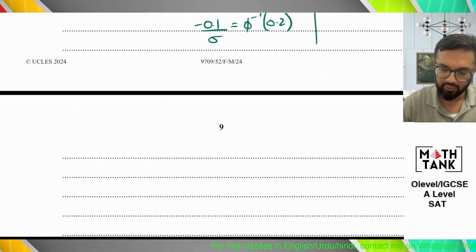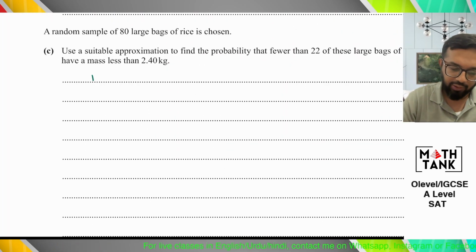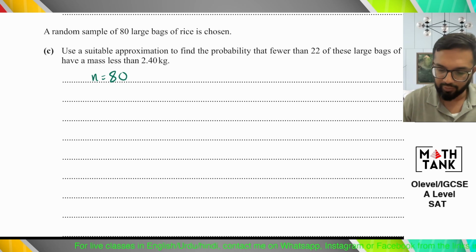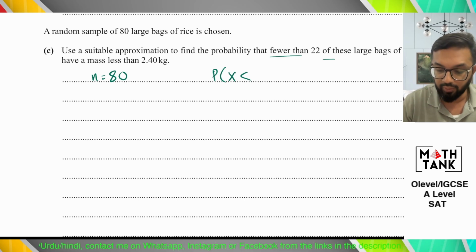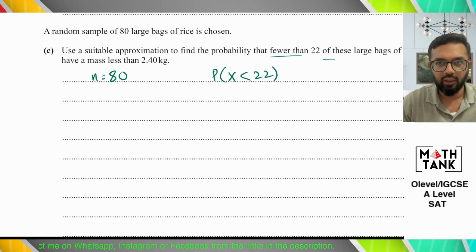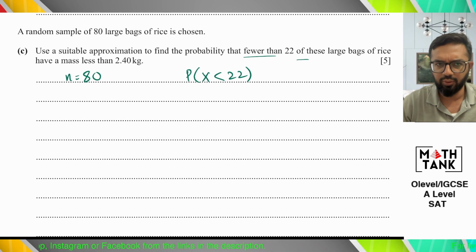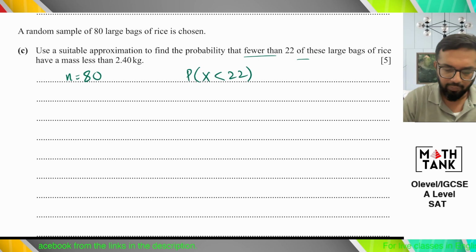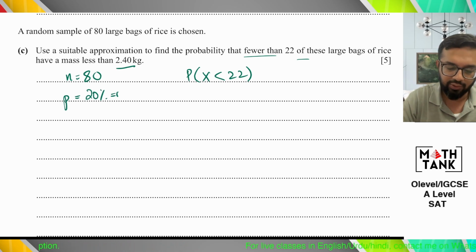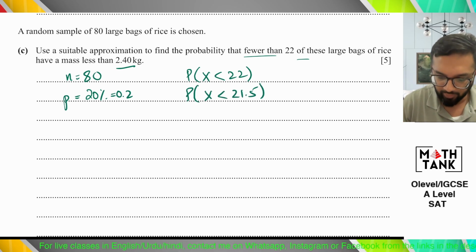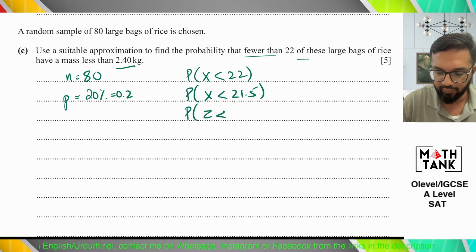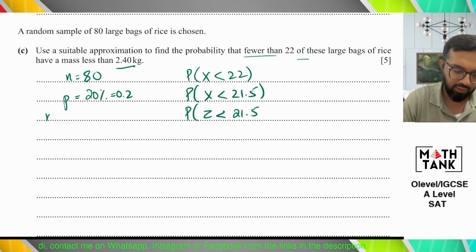It's correct. A random sample of 80 bags. Use a suitable approximation, so binomial to normal, to find the probability that fewer than 22 have a mass less than 22.4. Okay, so I would have to calculate lots of probabilities. Instead, I'm going to use binomial to normal. So the probability of mass less than 22.4 is 20%, so my success rate is 20%. Let's try a continuity correction. Less than 22 becomes 21.5.